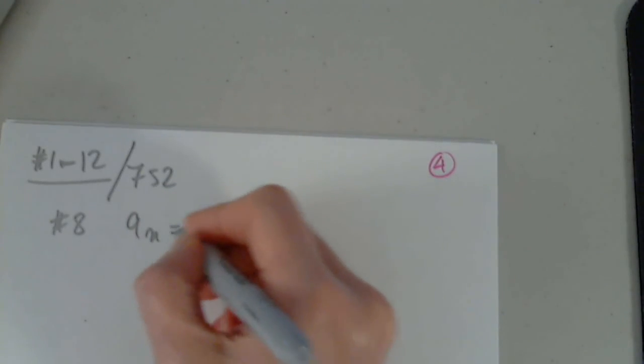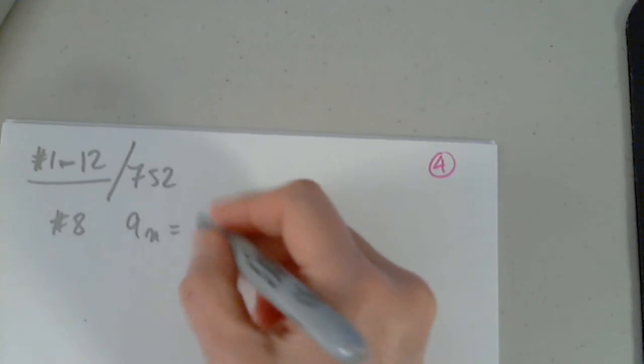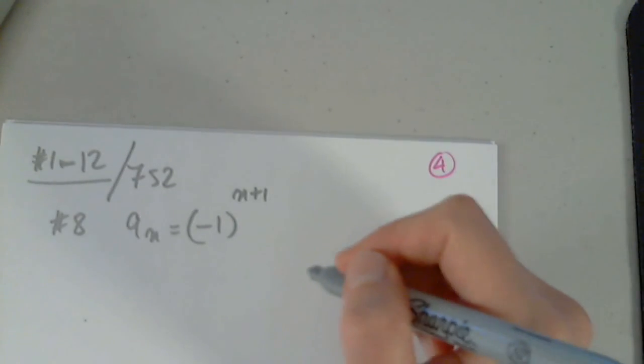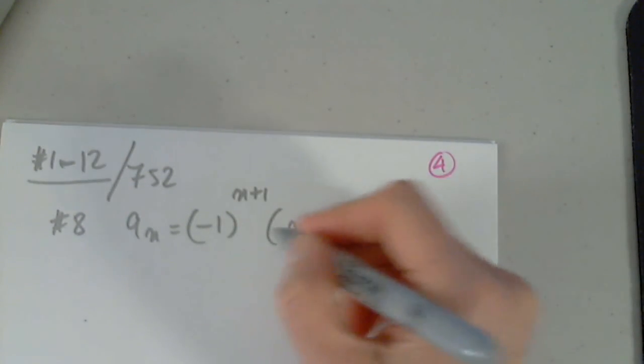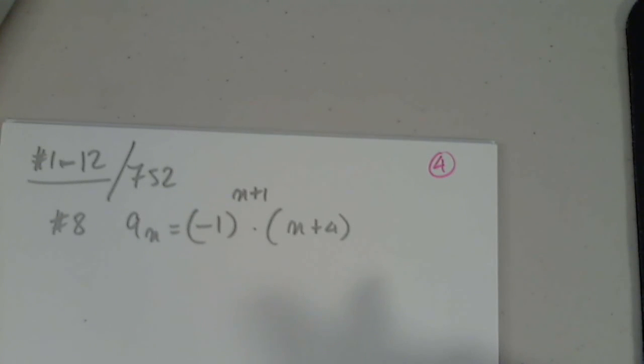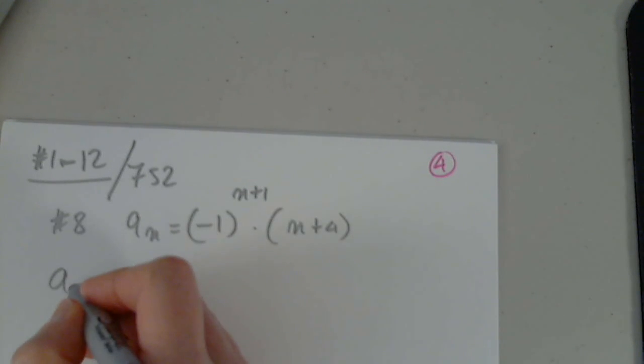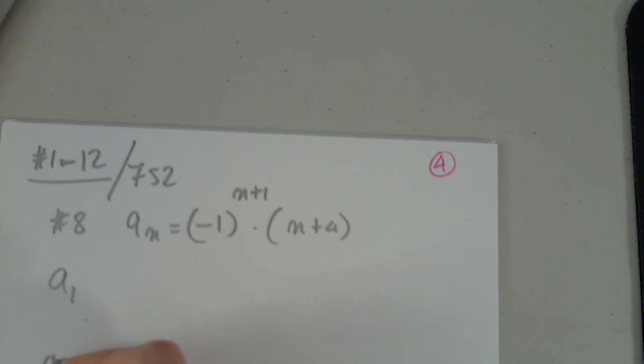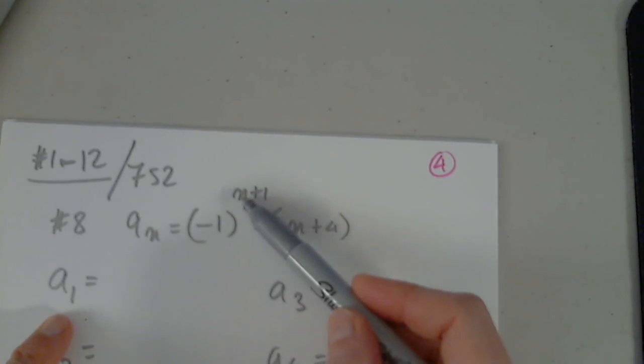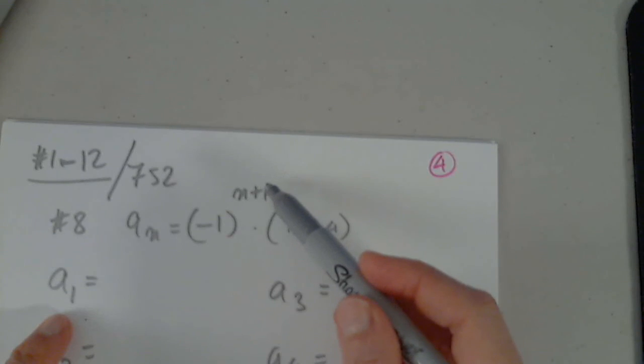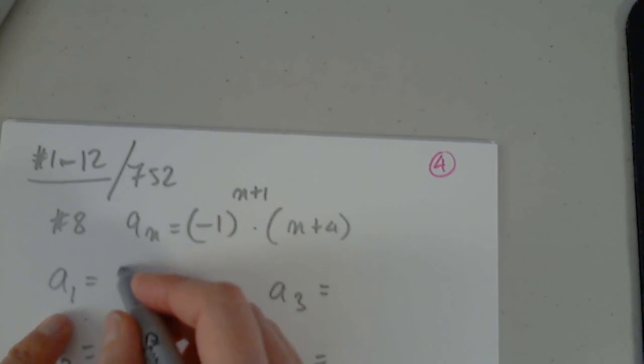So a sub n, so this is not a relationship. It's given to us as n plus 1, negative 1 raised to power n plus 1, and multiplied by n plus 4. Write the first 4 terms of each sequence, whose general term is given. So we're given the general term. It does not depend on previous terms. So we're asked to find a sub 1, a sub 2, a sub 3, and a sub 4. All we need to do is just replace n by 1. 1 plus 1 is 2. Negative 1 to the second power is 1. 1 plus 4 is 5. Done.